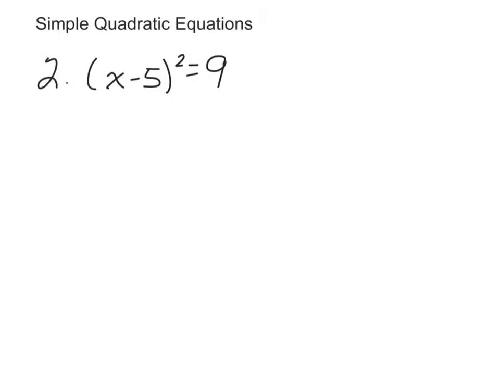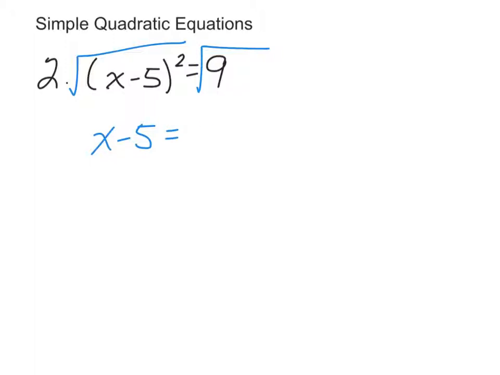I'm going to do a couple sample problems from the worksheet that has the title Simple Quadratic Equations. They were very kind to us on the left side and already wrote it as a perfect square. So if we take the square root of both sides, square root and squaring undo each other, they're inverse operations. So we'll just have x minus 5 on the left.